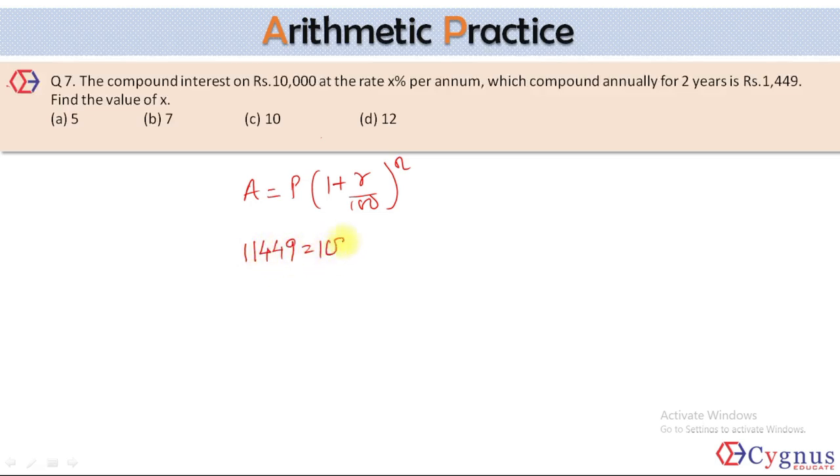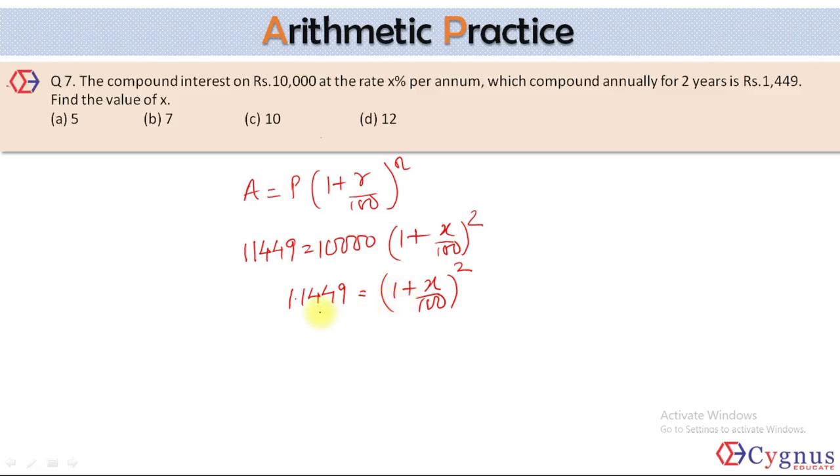The principal was 10,000 into 1 plus r. This r is x here. It was given for 2 years, so I'll raise it by 2. This is going to give you how much? 1.1449 is equal to 1 plus x by 100 raised to the power 2. Now instead of solving this one, because you need log table for that, what we'll do, we'll put the values here, because 1.1 is not going to give you this. Now if you look at the answer, it ends with 9.